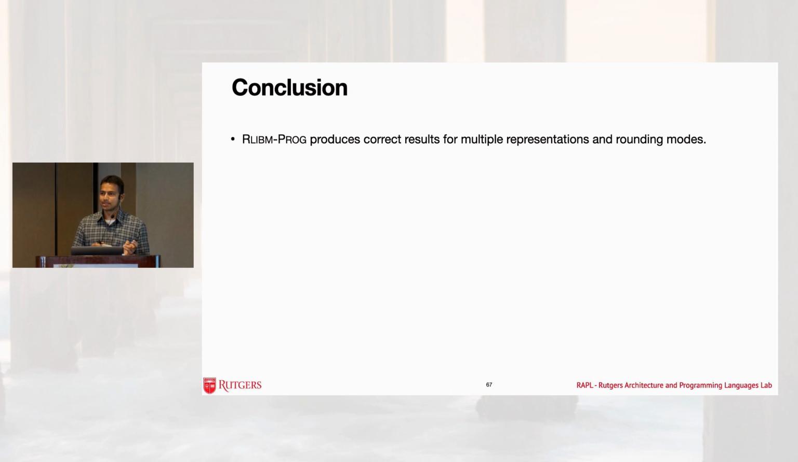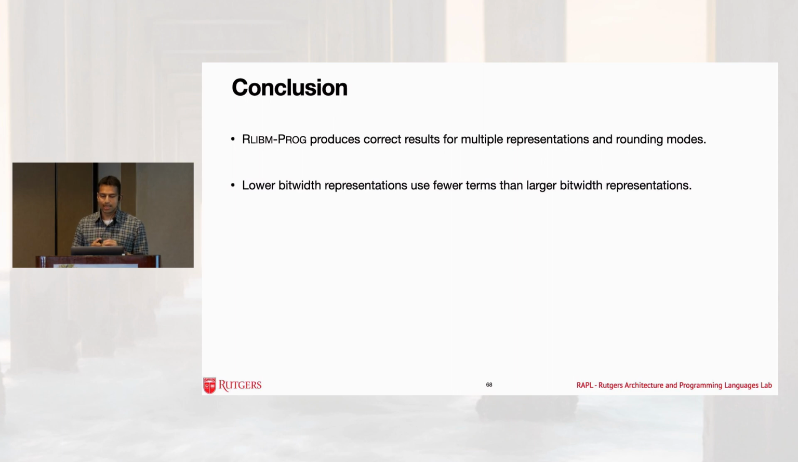So in conclusion, RLIBM-PROG produces correct results for multiple representations and multiple rounding modes. Computationally, we pay as we go, in the sense that lower bit width representations do not use all the terms required for larger bit width representations, leading to faster polynomial evaluation times.